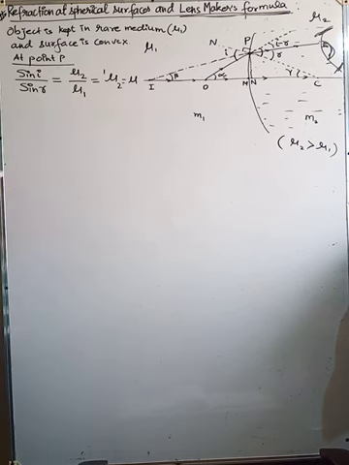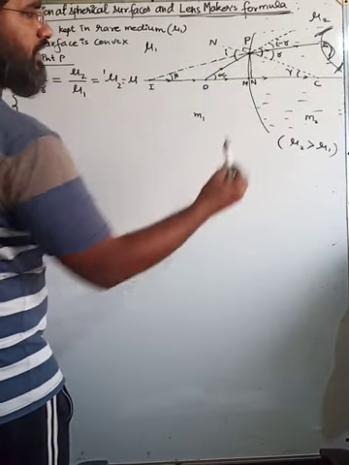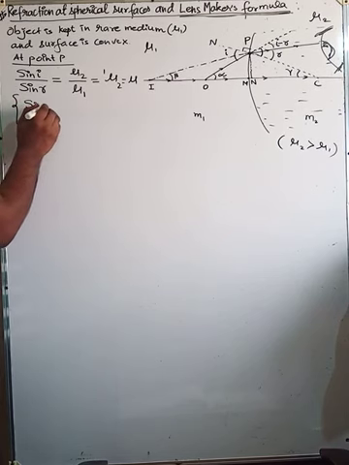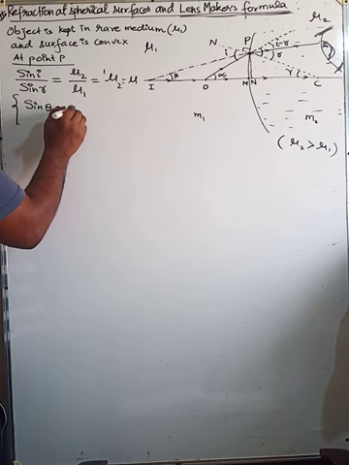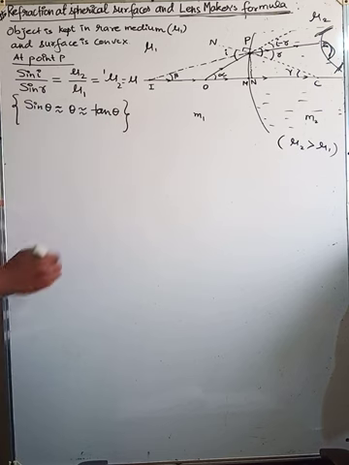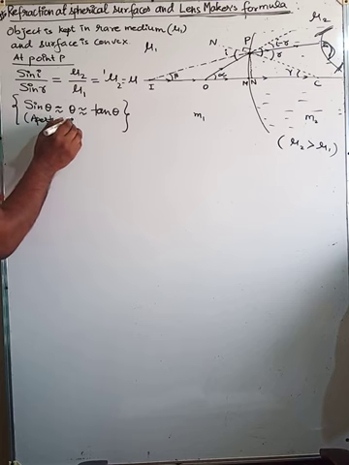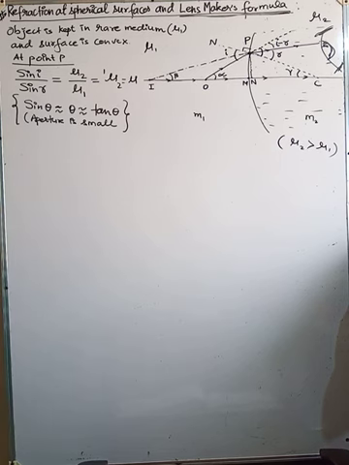Now, here are some assumptions we are going to write. Since the aperture is very small, what does it mean? This M and N are very close. Why? Because the aperture we have taken is very small. So therefore we can write sine theta is equal to tan theta. This is the assumption. Why? The aperture is small. You must remember this.